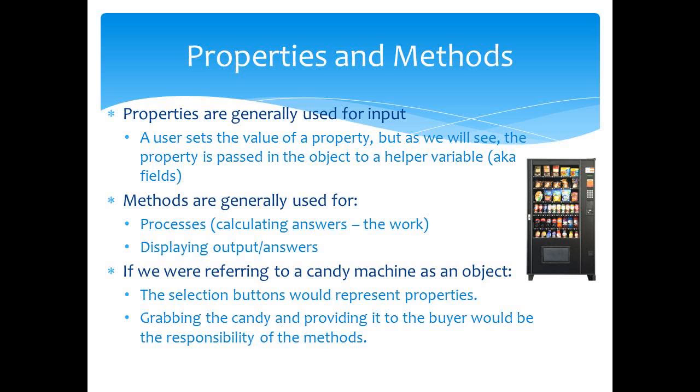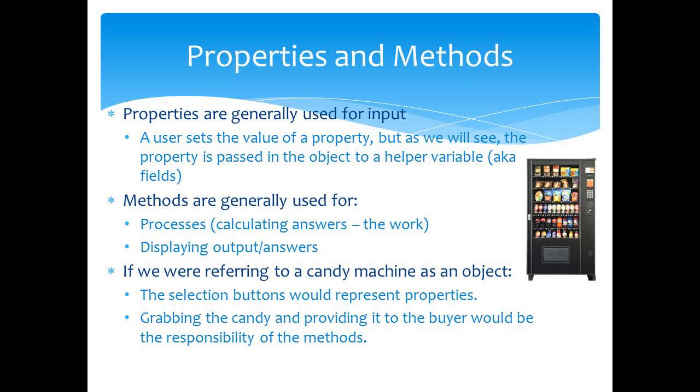If we're referring to a candy machine as an object now, which is really a good object, then the selection buttons would represent the properties. Grabbing the candy and providing it to the buyer would be the responsibility of the method. So you identify the candy that you want by pushing a button. When you put your money in, that initiates the method to spit the piece of candy out for you.